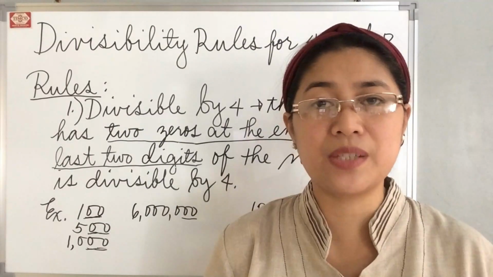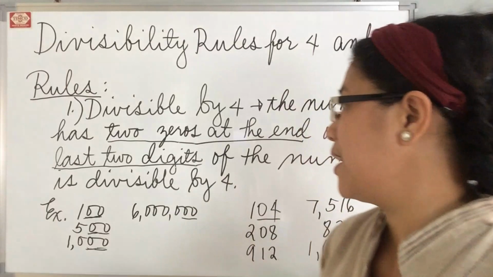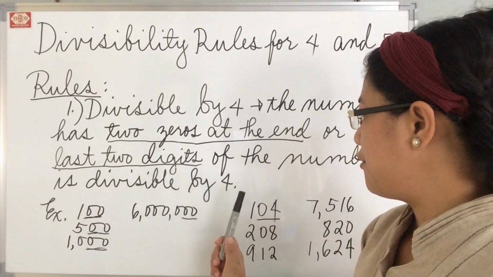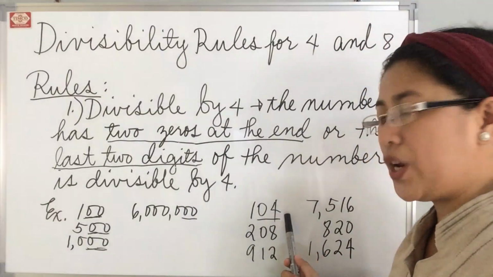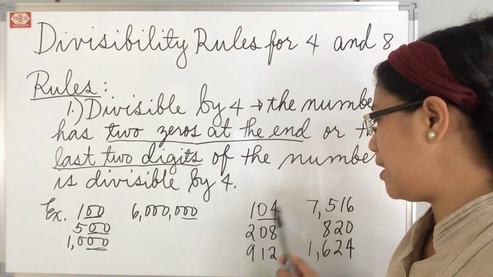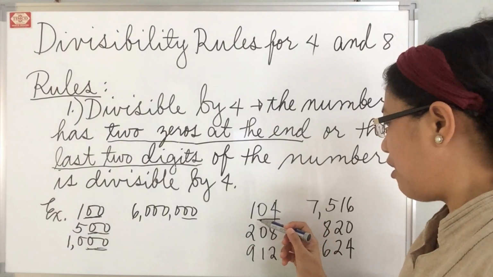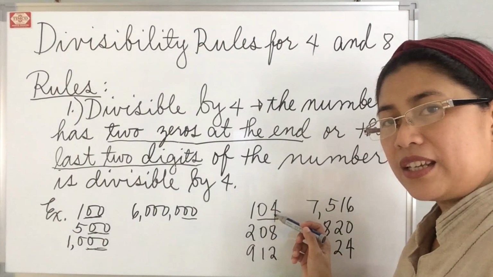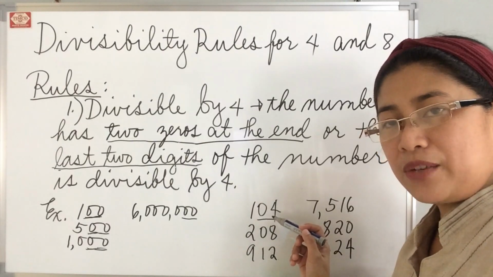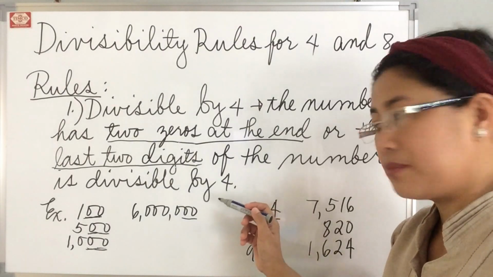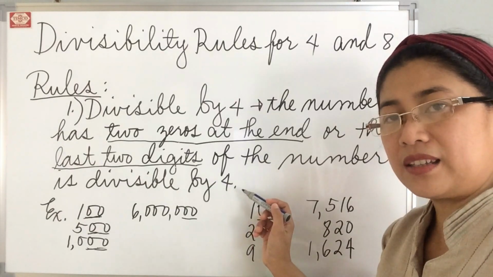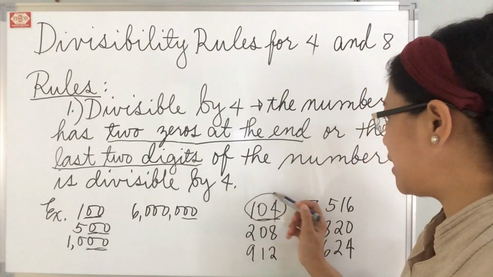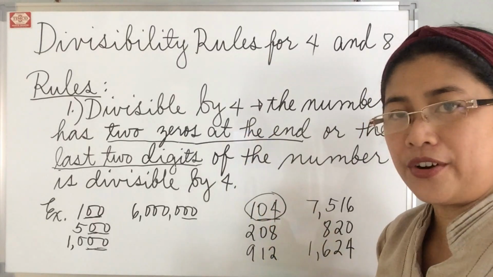And the second thing to remember about number 4 is if the last 2 digits of the number is divisible by 4. So for example, we have 104. Okay? The last 2 digits are 0 and 4. So when we read this number, it is 4, right? So can we divide 4 by 4? Yes. It gives us 1. So therefore, 104 is divisible by 4.